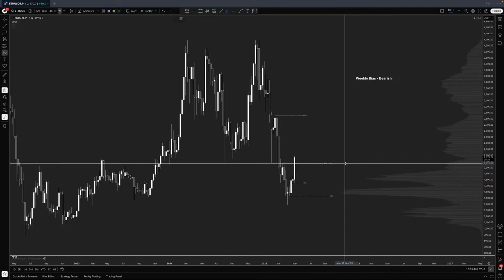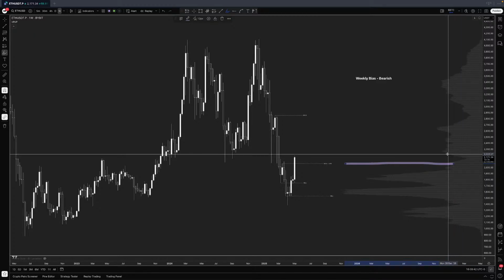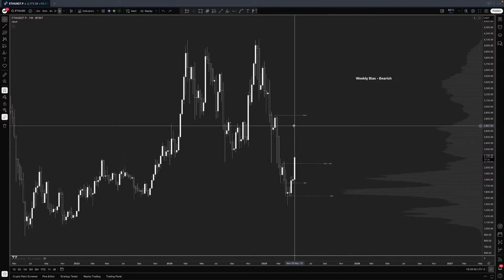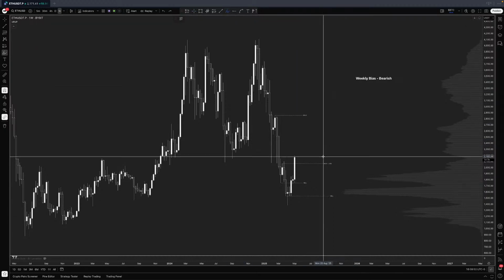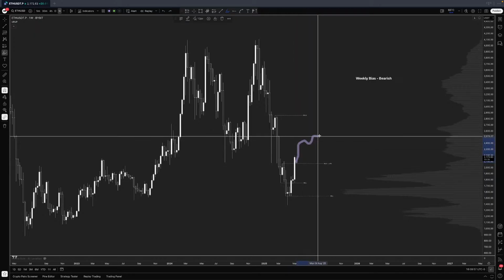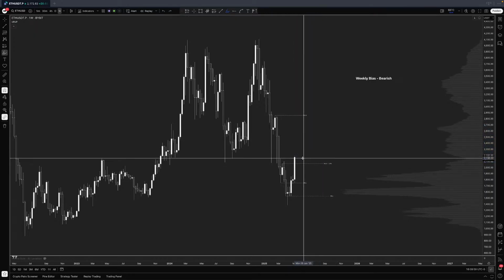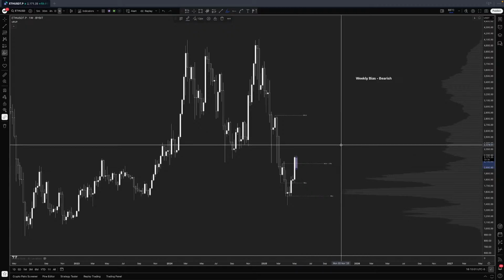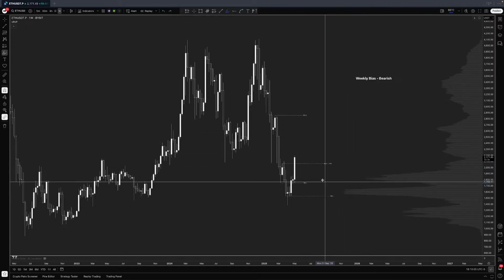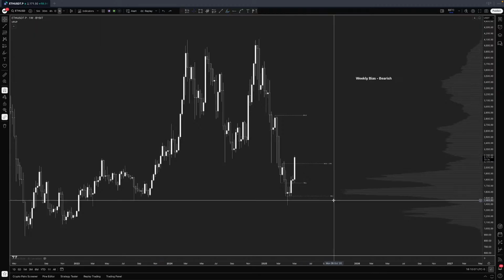Right? Why do I want to know this? This is a low volume node, clearly a low volume node. Why do I want to know this? Because this way I can be sure of two certain ways the market can react. It can either break above it and continue to the upside, or it can reject this level because it's a low volume node. So I'm going to do the same for each one of these levels.